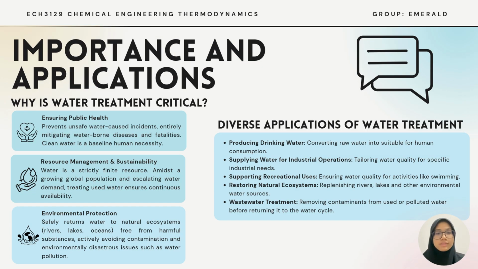So, why is water treatment so critical? We can break its importance down into three main pillars. First, public health. It entirely mitigates waterborne disease. Second, resource management. Water is finite, so treating wastewater ensures continuous availability. And third, environmental protection. It ensures the water that returns to the ecosystem is completely safe.